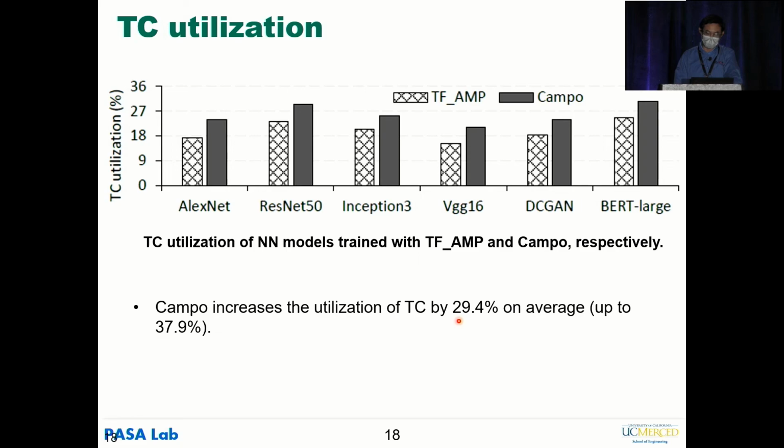The reason why our system can improve tensor core utilization in this way is because once the performance model predicts that the performance benefit is larger than the casting cost, then our system will try its best to utilize tensor core, even though the input to the operator is not aligned with the shape requirement of tensor core. So that gives us a higher utilization of tensor core.